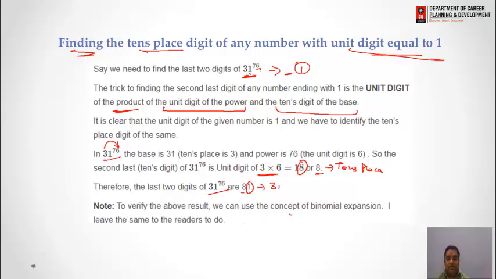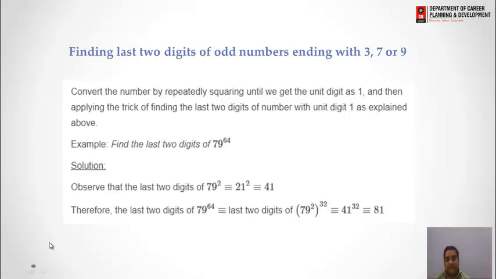To verify the result, we can just follow the concept of binomial expansion. Let's try to understand some other aspect of this. Like here we have the last two digits of odd numbers that end with 3, 7 or 9. What is the specialty of these numbers?